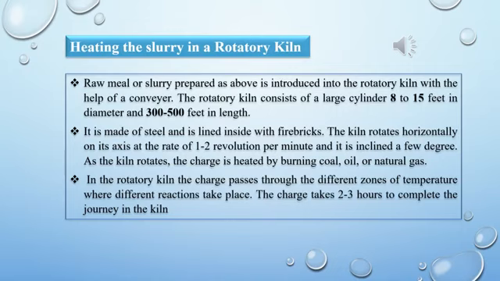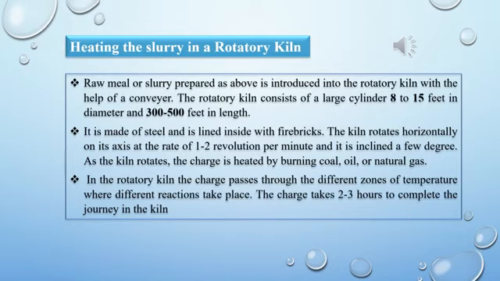And at the end, he explained that this kiln is heated by burning coal, oil or natural gas as a fuel. So in the first point, he explained that slurry is fed into the kiln. That kiln is a cylinder whose diameter is 8 to 15 feet and length is 300 to 500 feet.